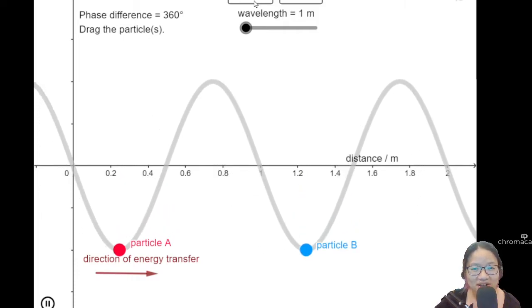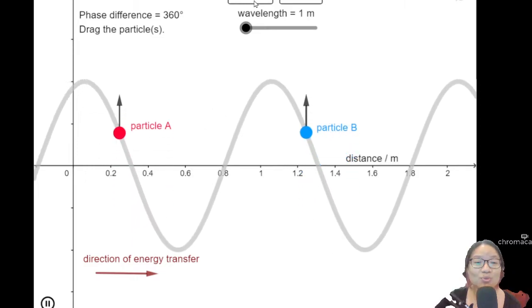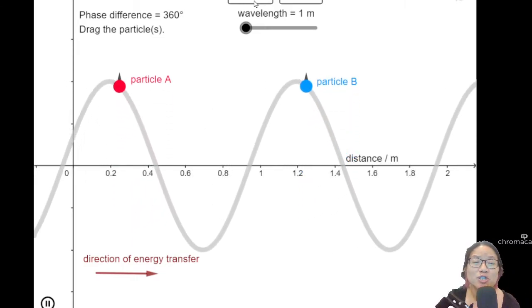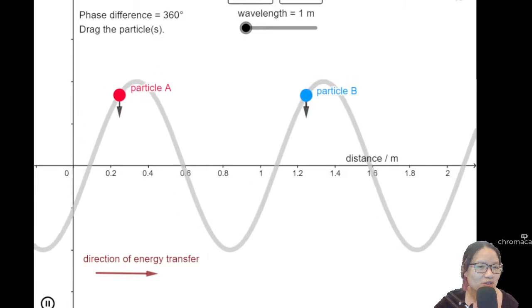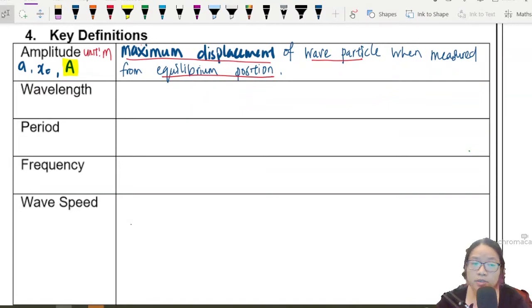Okay, look at them. They always move together. They move up together. They move down together. And because this is such a special relationship, we actually call this in phase. Let me write it down for you. So the definition for wavelength, let me just put a symbol here for you. This would be lambda, written in this symbol. Unit is still meter. Okay, and what lambda is the distance.